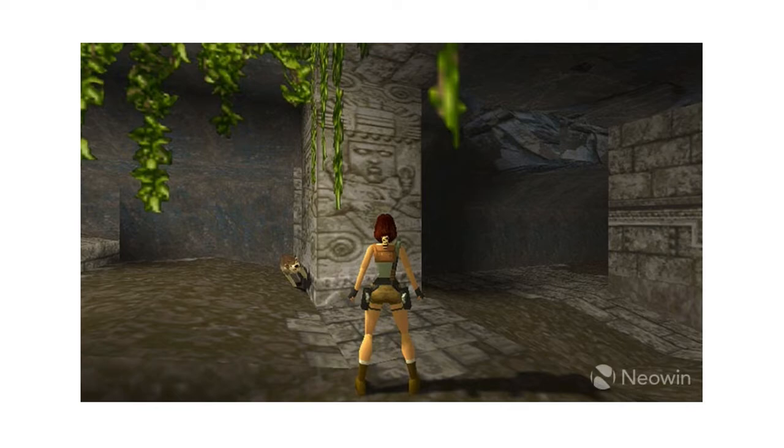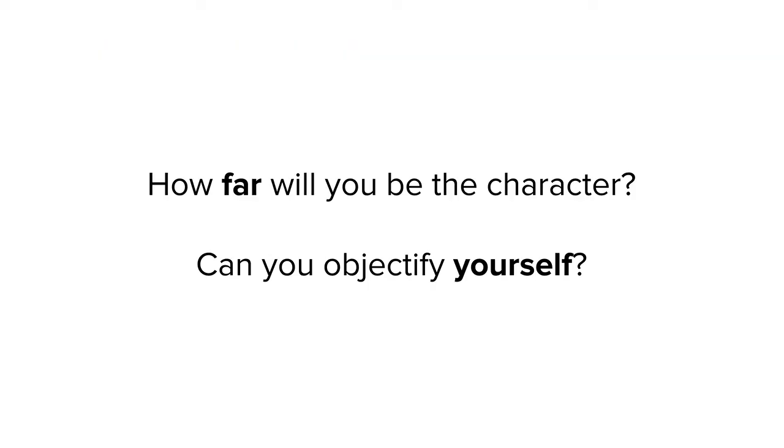But if you are playing this character, how far will you go to be that character? How far will you decide to be Lara Croft? And with that question, can you then objectify yourself? If the process of objectifying is taking the other and reducing them down to an object, if you are also that other at the same time, how does that work? And I can't answer that question, but I think it's a really, really interesting question.